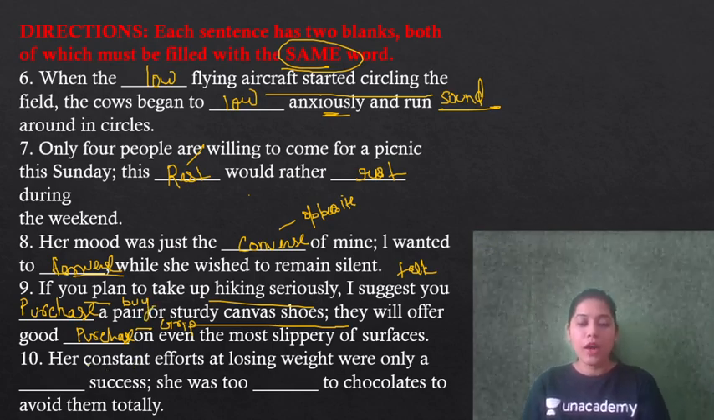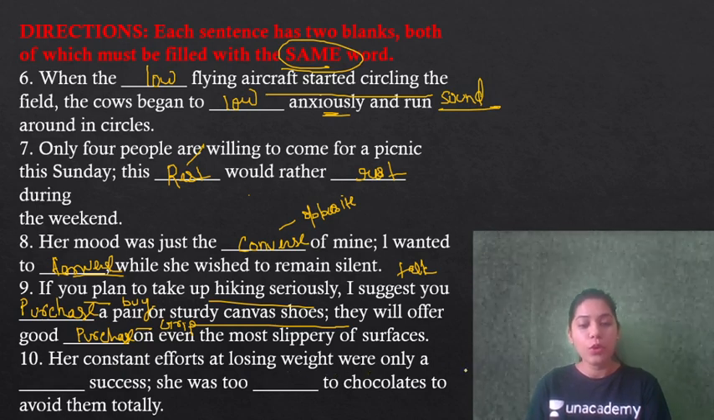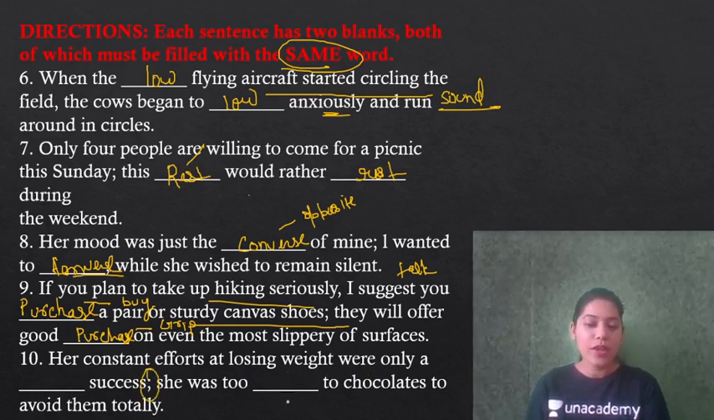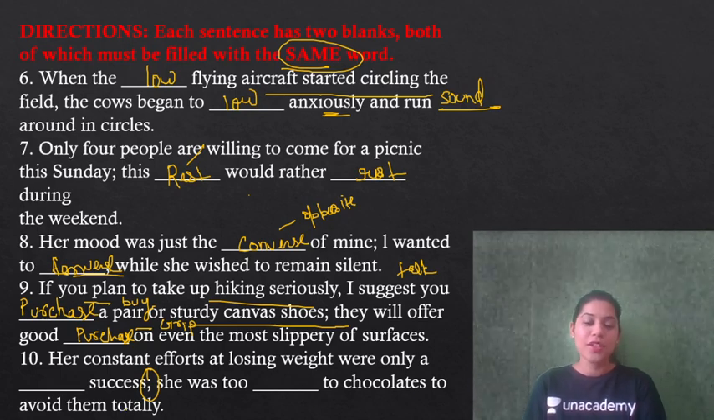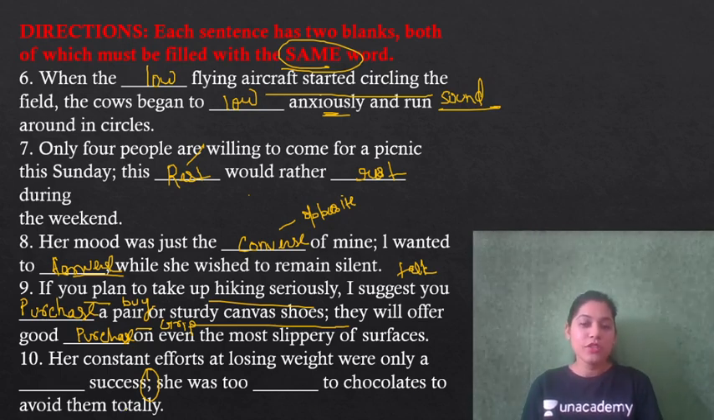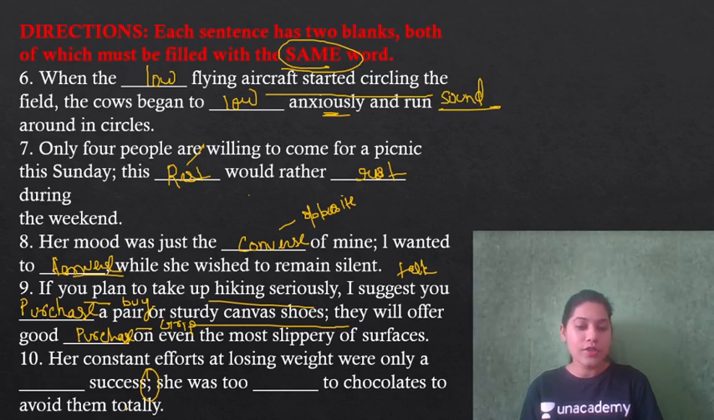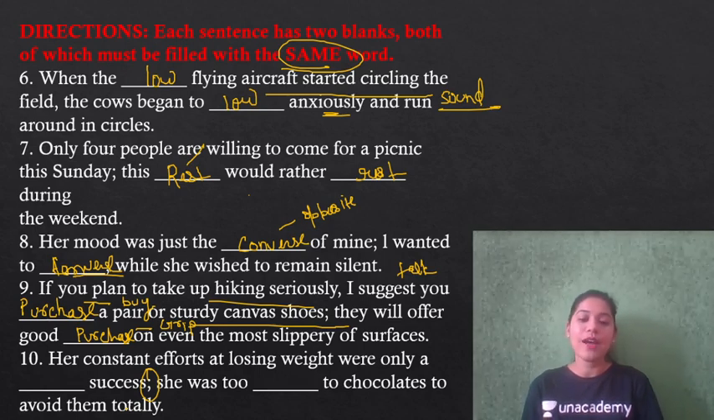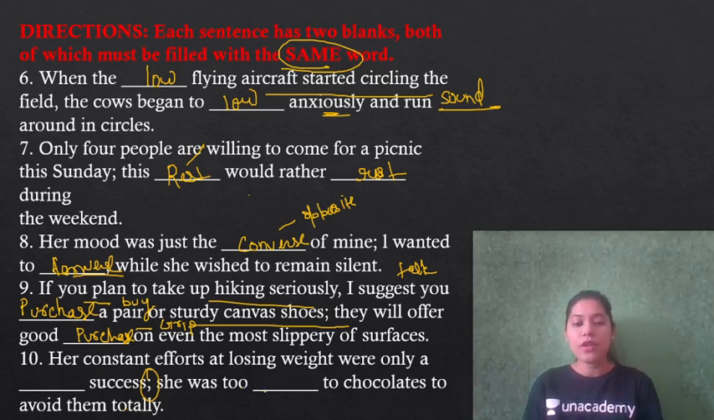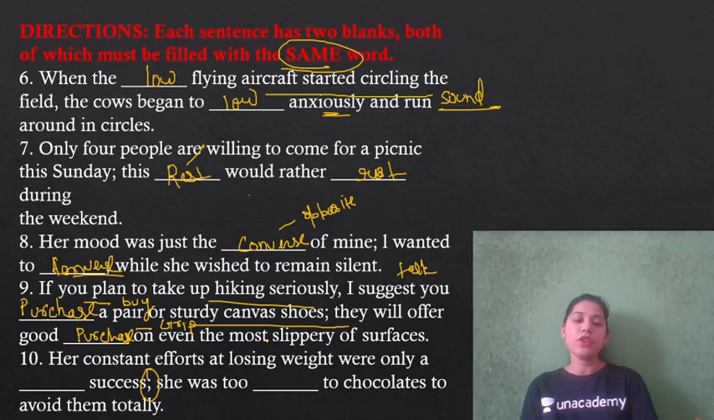Okay. Now question number 10. Her constant efforts at losing weight were only a dash success; semicolon; she was too dash to chocolates to avoid them totally. So she could not control eating chocolates, and that's why she could not lose weight, at least not to the extent she was expecting. So what is that one common word which can fit both the blanks?